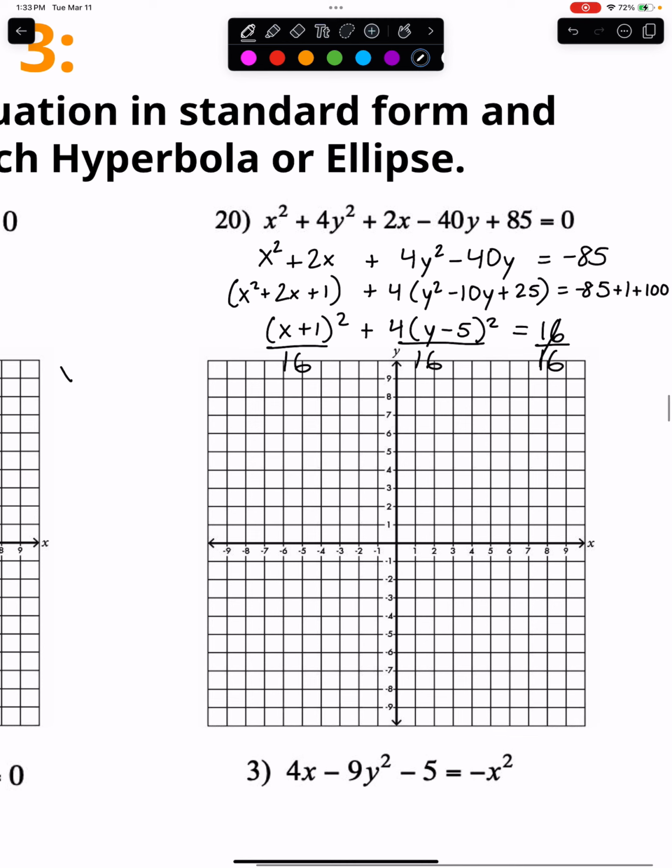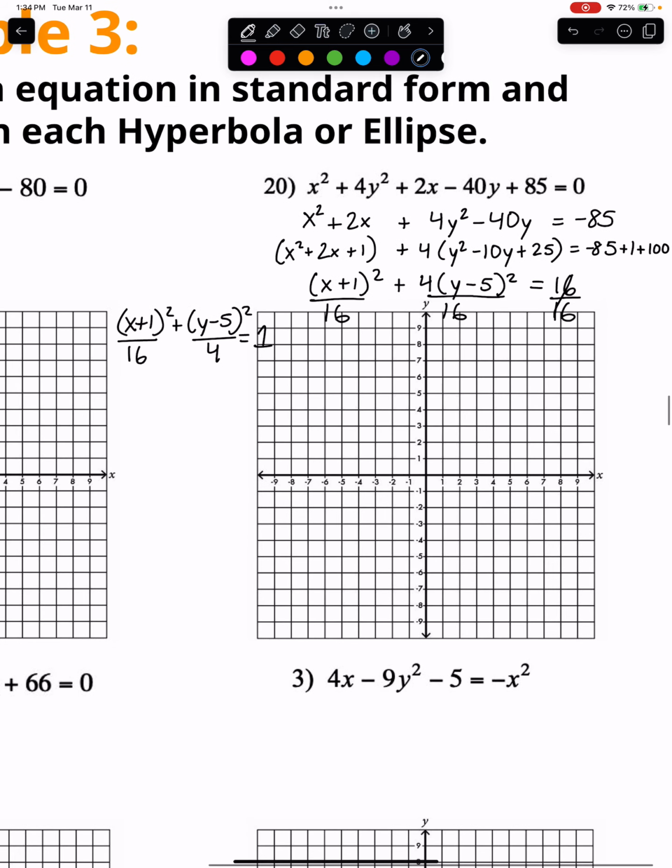Let me write it over here. So x plus 1 quantity squared plus y minus 5 quantity squared over 16 over 4 equals 1. All right, so square root here is 4, square root here is 2. My center is negative 1 comma 5, so negative 1 comma 5 is right here.